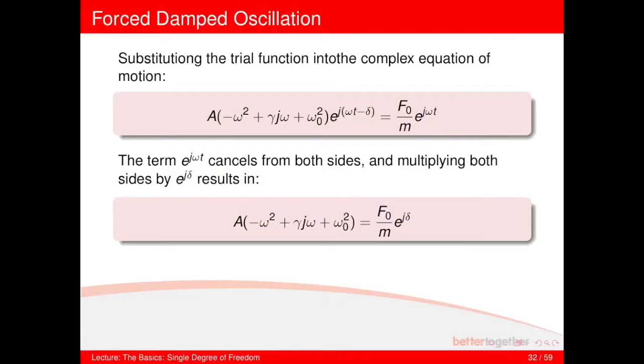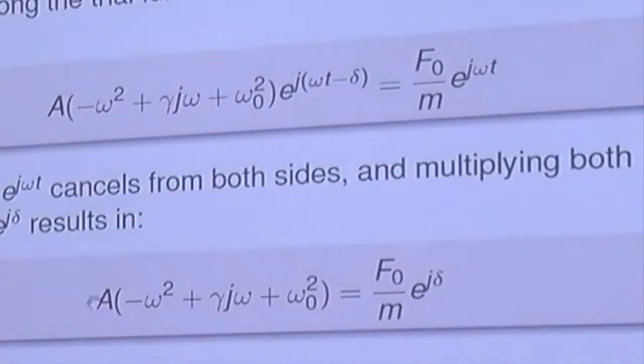Now the e to the j omega t terms will cancel out. On one side we've got e to the j omega t times e to the minus j delta, it's the same thing. And so e to the j omega t and e to the j omega t disappear, okay? And so we end up with this equation, and this was e to the j times minus delta. Well, obviously, if you divide by it, it becomes e to the j delta, which is why it's over here, okay?